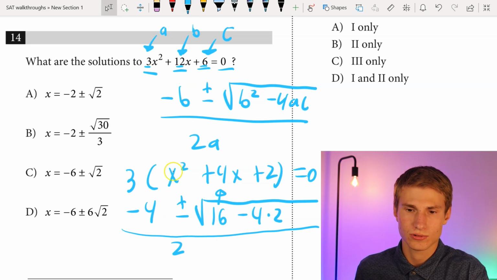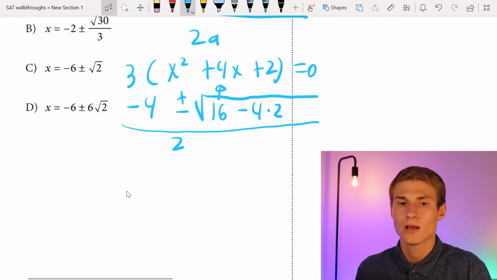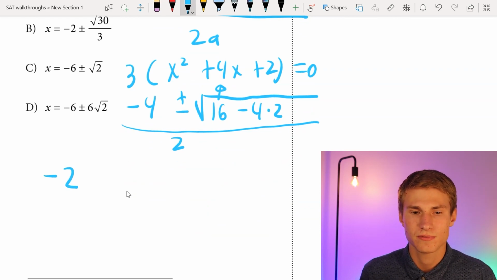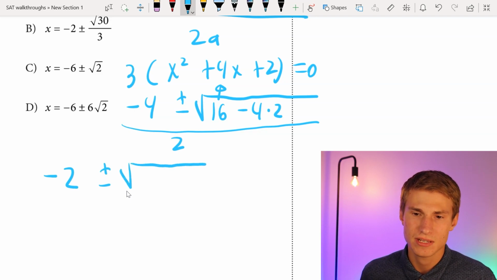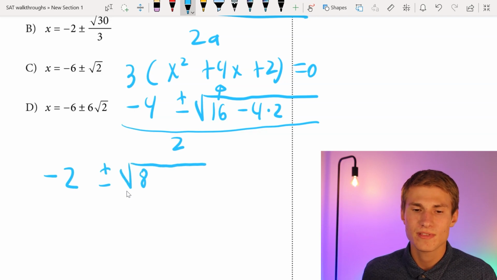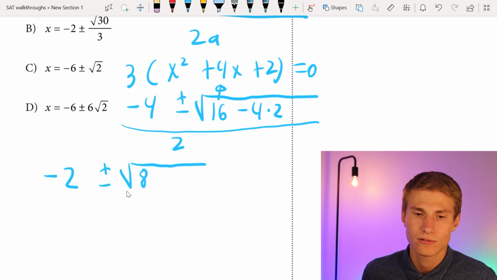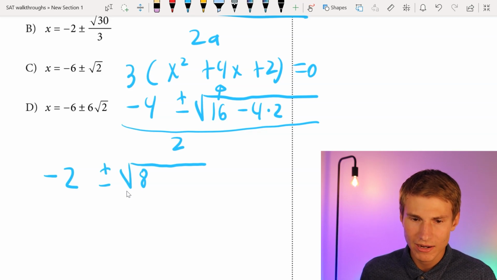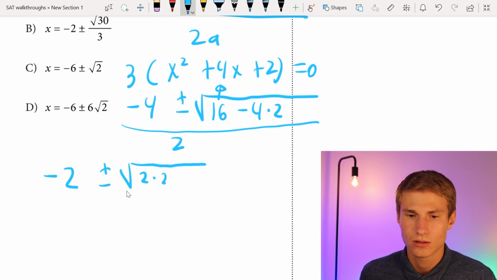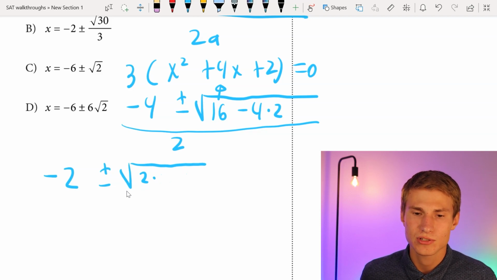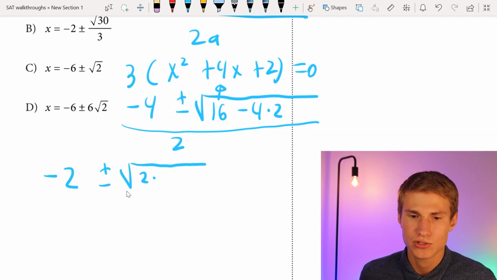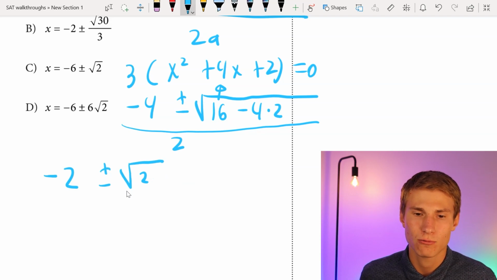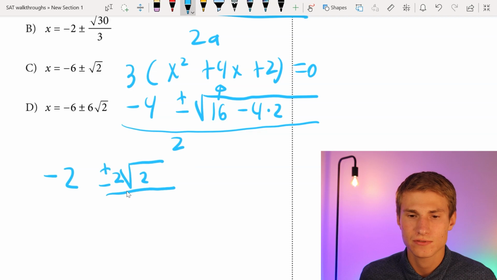Now, I can scroll down a little bit so you can see more of my work here. Negative 4 over 2, I know that's going to simplify to negative 2. Then I'll have plus or minus the square root of 8, because 16 minus 8 is 8. Now from there, what I want to do is factor the 2's out of my square root of 8. We could rewrite 8 as 2 times 2 times 2, or as 2 times 2 squared. Now we can take out the 2 squared and put a 2 in front of our square root, and then we have to leave that 2 there. We have to keep in mind we still have to divide that by 2.